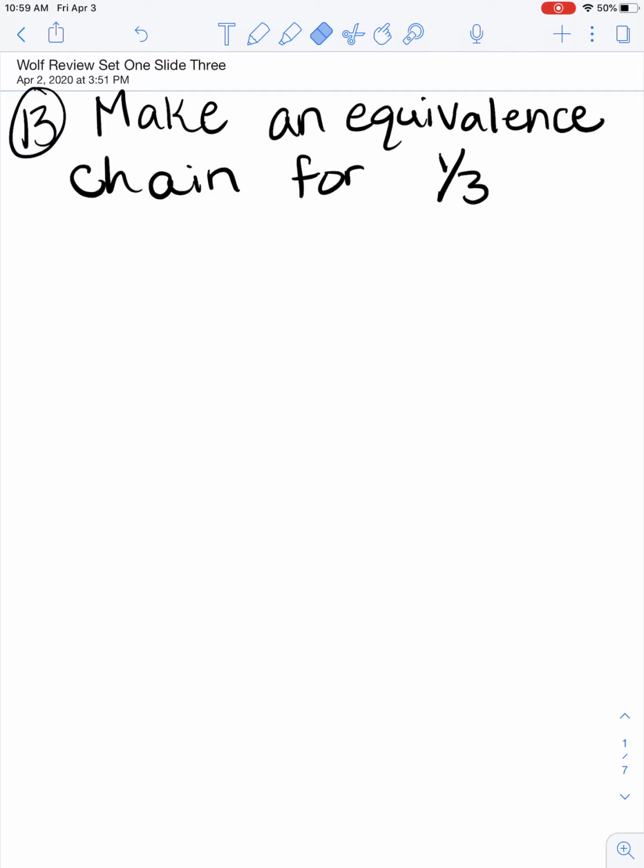Hi class. Okay, so for WOOF Review, Set 1, Slide 3. The first problem is to make an equivalence chain for 1/3. The way you do this, it's really super simple, is you put 1/3.